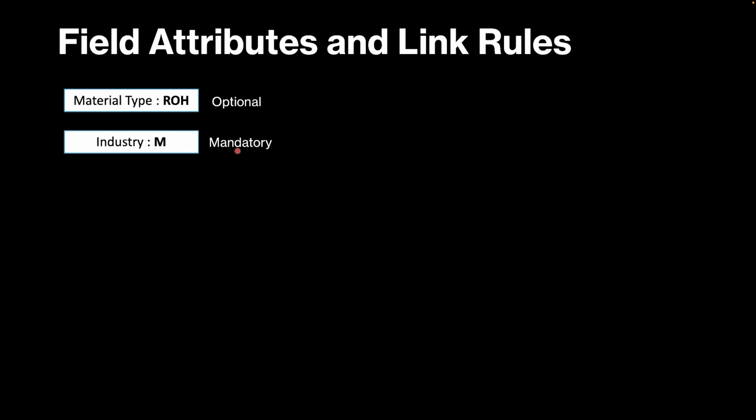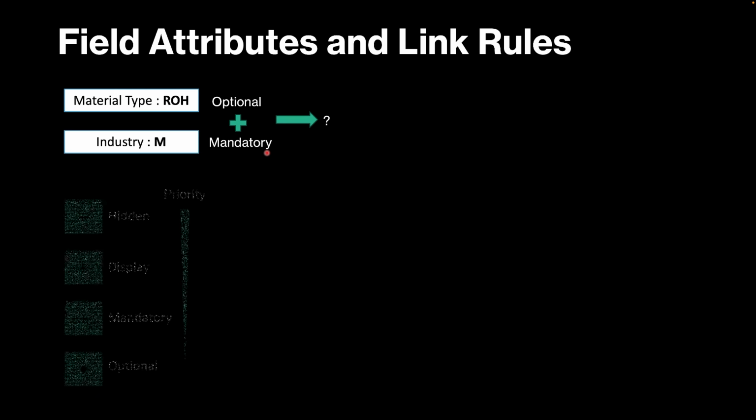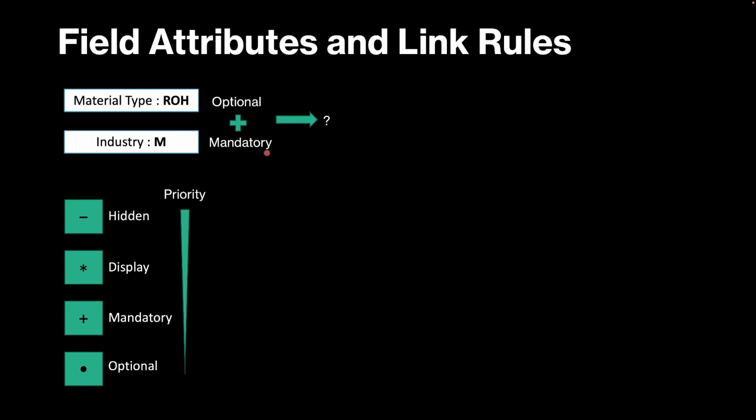So how will the system decide what field selection is to be triggered for that particular field? Because for material type ROH, that field is configured as optional entry, and for industry M, that field is configured as mandatory entry. So if you combine these two things, then what will be the field selection for that particular field? So for that, we'll have to understand the link rules of these field selections. Okay. So to understand the link rule, first we'll have to understand the priority based on which SAP determines this field selection. So you can see you have this priority available in the system.